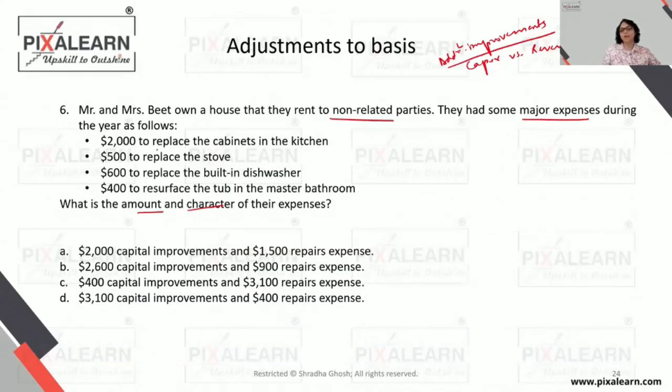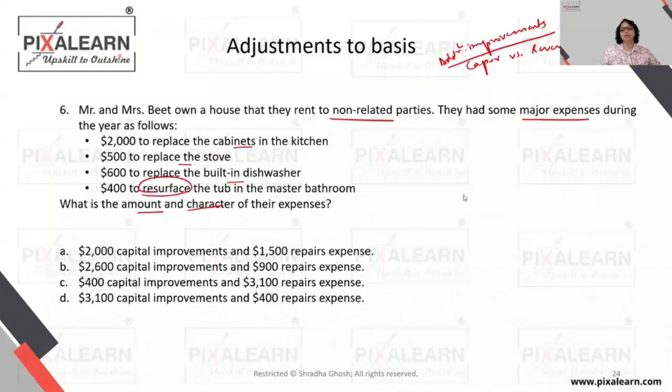So I paid 2000 to replace the cabinets in the kitchen. So imagine I am having a house which I've put on rent, and the old tenants were there for 5 years. Now I have to prepare the house before the new tenants move in. So what I do, I replace all the kitchen cabinets, I replace the stove, I replace the built-in dishwasher, and I also resurface the tub. Resurface the tub means I have a bathtub, but I don't want to replace it. So I'm asking the guys to come. They would resurface, that means they will remodel the old tub. They will clean it and then coat it with new stuff and make it usable.